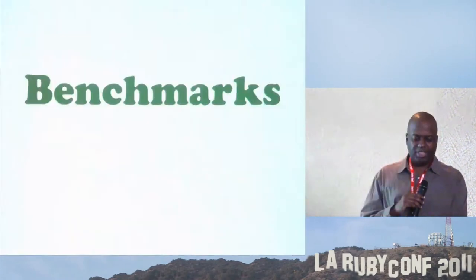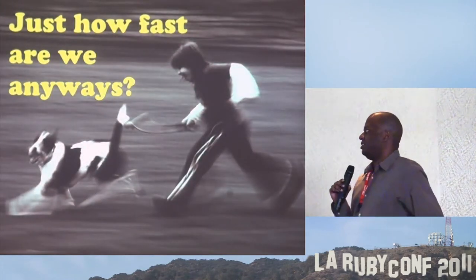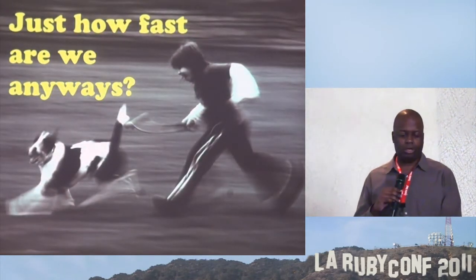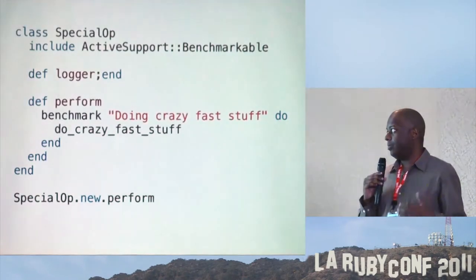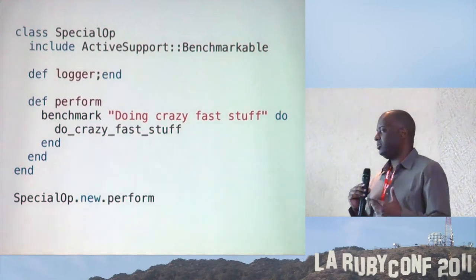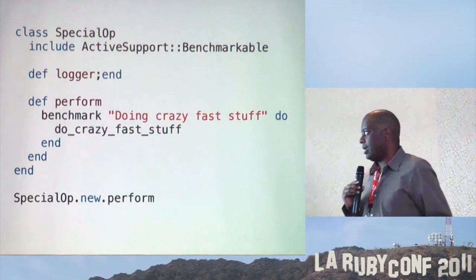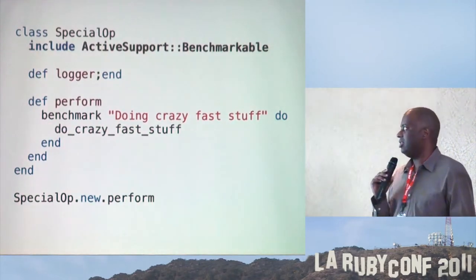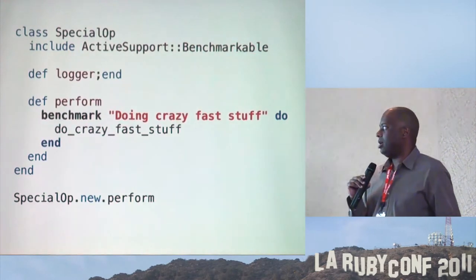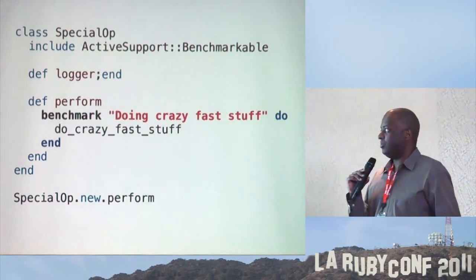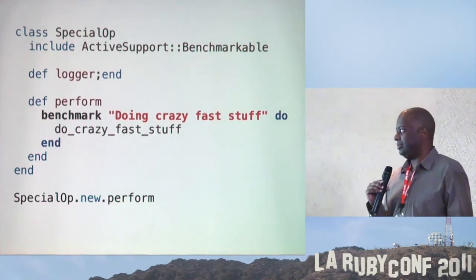So moving on to benchmarks. We always want to see how fast our code is, and a lot of us load up benchmark and call benchmark by ourselves. But inside of ActiveSupport, they actually give you code to do this very, very simply. In this instance, we've included ActiveSupport benchmarkable, and then all you're doing is saying inside of this block for doing crazy fast stuff, I want you to do this, and then tell me how fast it is.